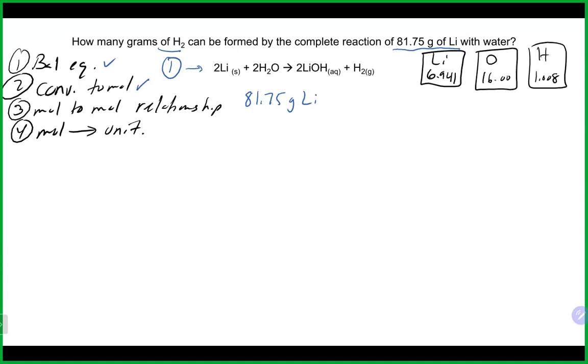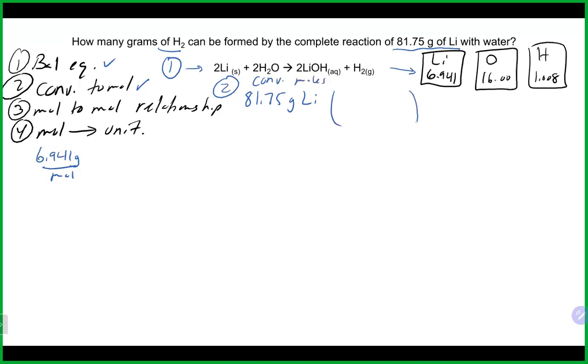This is a grams to moles conversion, which, as we've been talking about, is the molar mass. So I would go to my periodic table and find my conversion factor for lithium in this case. And that is basically 6.941 grams per mole, our molar mass of lithium. So step number 2 here, we're going to convert to moles.